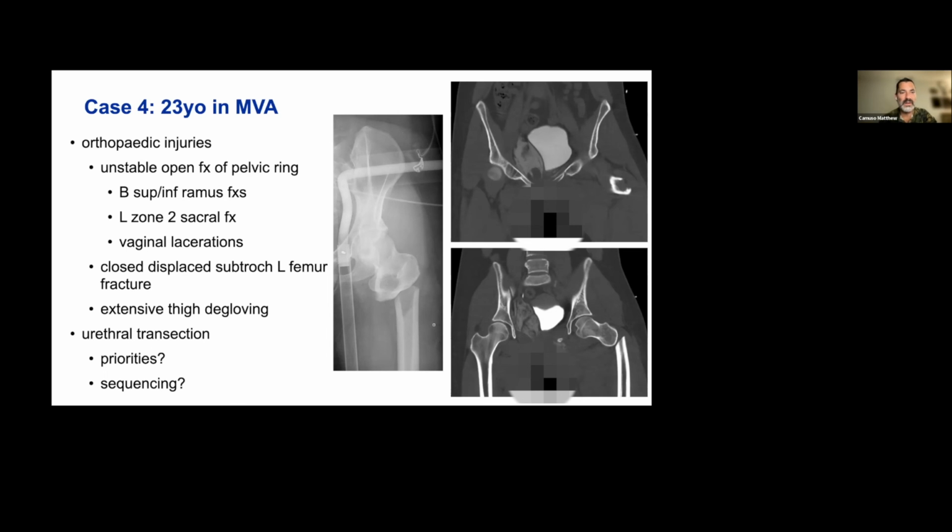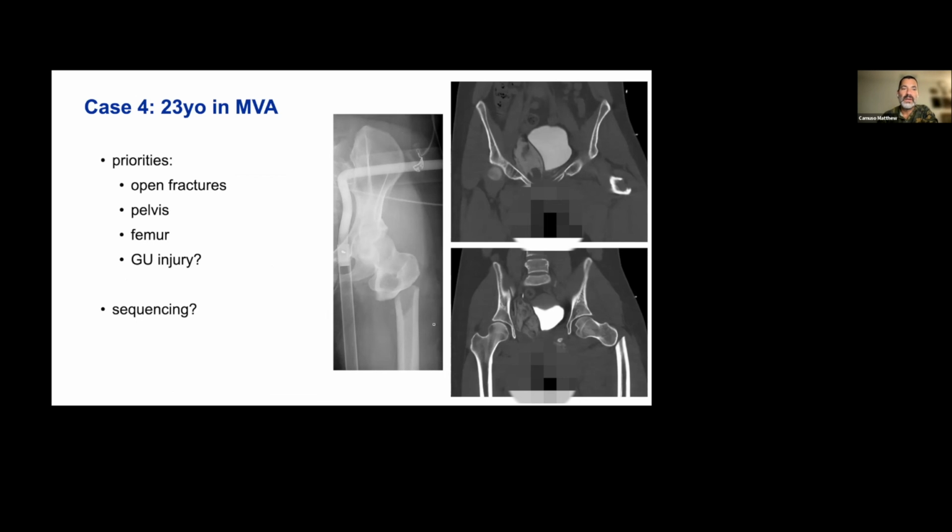Boy, yeah. I mean, you've been here, you've seen this, right? So you know how this is going to go. And fortunately, because of that communication, it actually turned out okay for her. So Steve already stated the priorities: open fractures, pelvis is going to kill her, then the femur, and then the GU injury from my standpoint. But how do you sequence these things? And we did it a little bit unusual, because in my discussion with the urologist, they said, we've got to put her in lithotomy, because we've got to try to look retrograde up her urethra to try to realign the other end of her urethra.